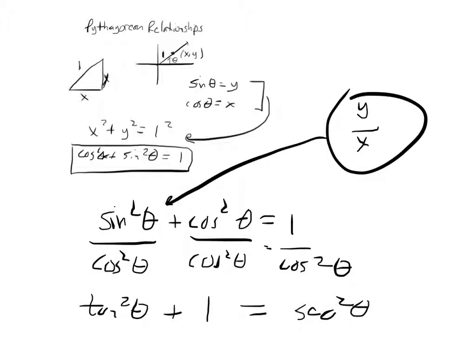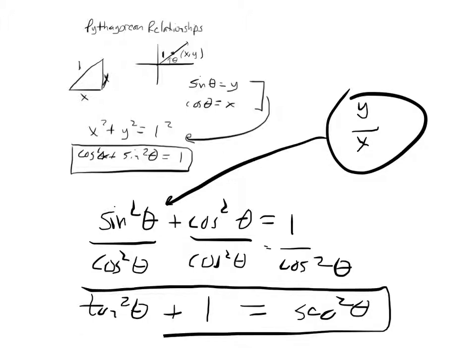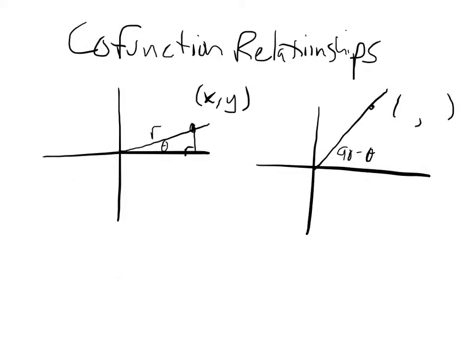So dividing our original, cosine squared plus sine squared equals 1, through by cosine squared, we generated a second Pythagorean identity. And what do you think we're going to do? What are we going to divide by on cosine squared plus sine squared equals 1 to generate the third Pythagorean identity? I'll let you figure that out on your own.